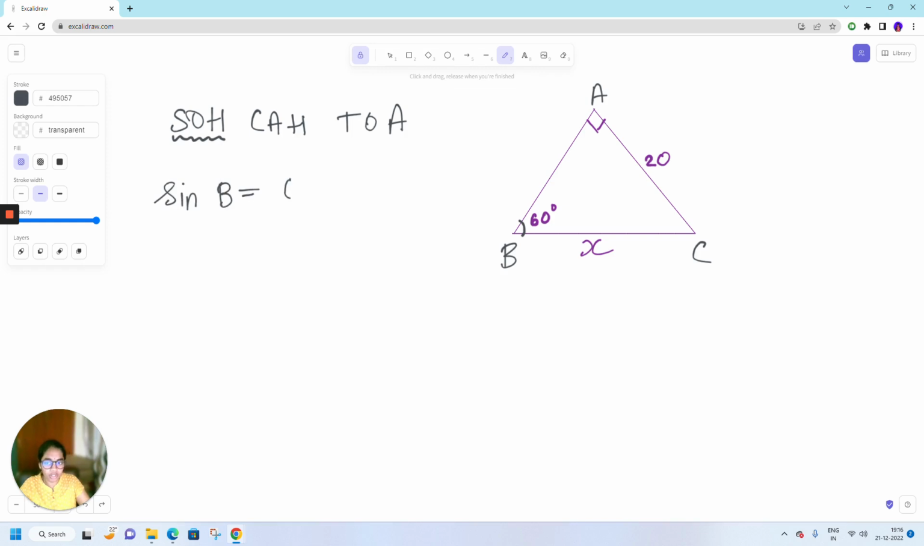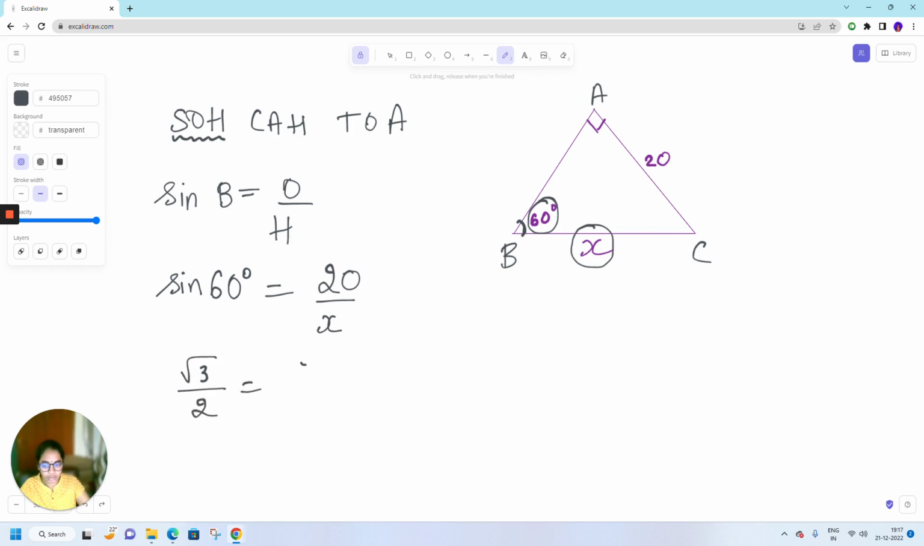Sine B is what? Opposite by hypotenuse. What is the value of B here? Angle B is 60 degrees, as you can see. So let me write down 60 degrees. What is the value of opposite? The opposite to angle B is 20, right? So let me write 20 divided by BC, the hypotenuse, so that would be x. What is the value of sine 60 degrees? Sine 60 degrees is root 3 divided by 2, which is equal to 20 divided by x.